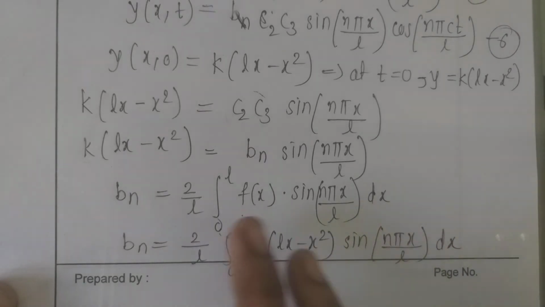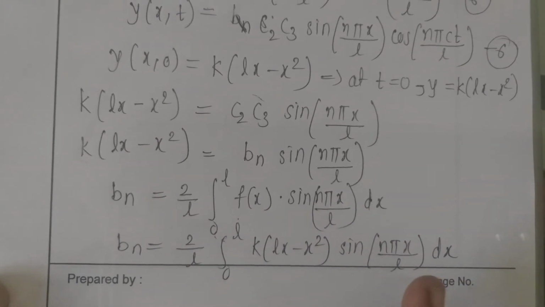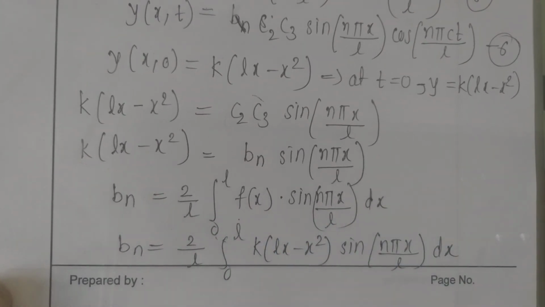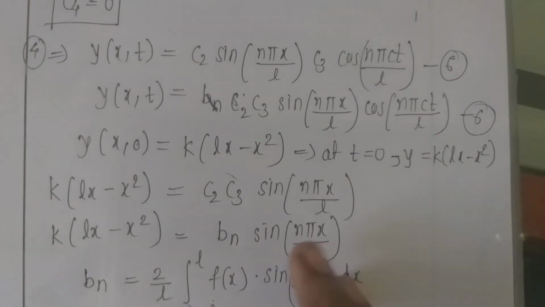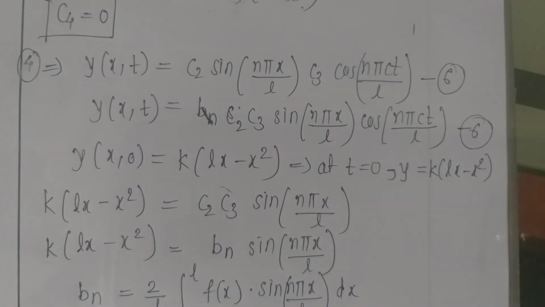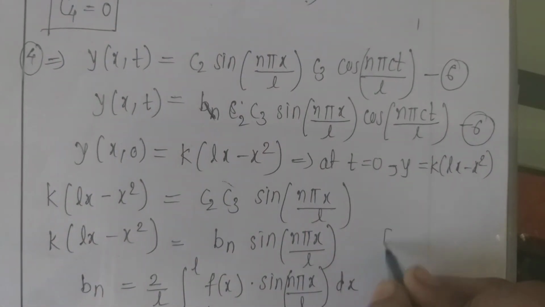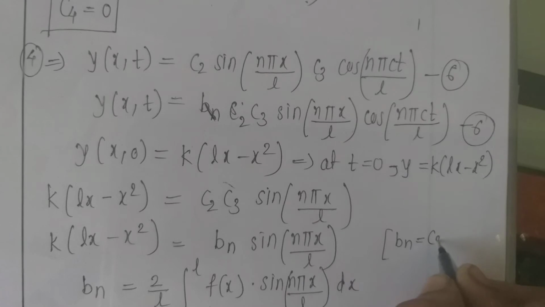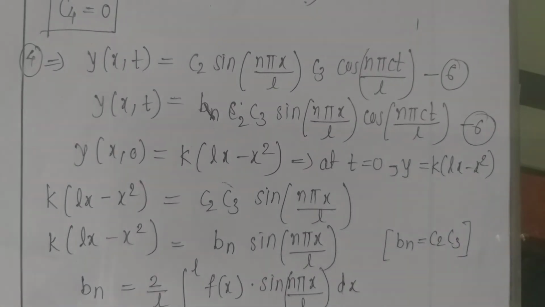Now the value of Bn we have only written in integration form. To simplify it further we get the Bn value, and after finding that Bn value, substitute it in equation number 6 to get the final answer. Here you can write Bn is equal to C2 multiplied by C3.